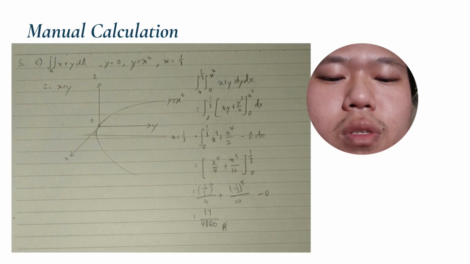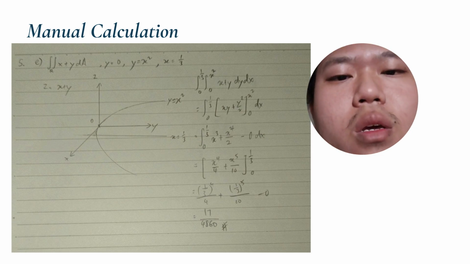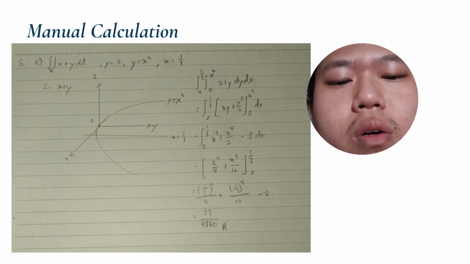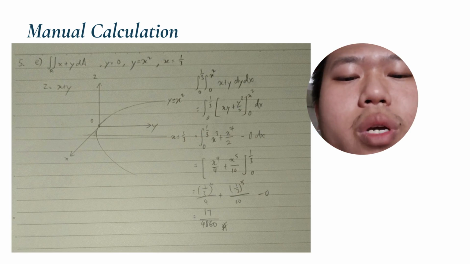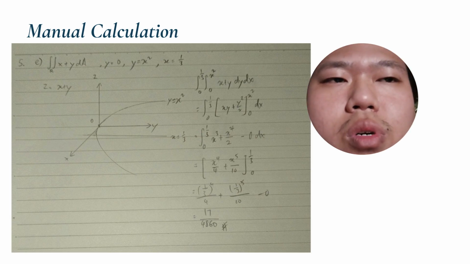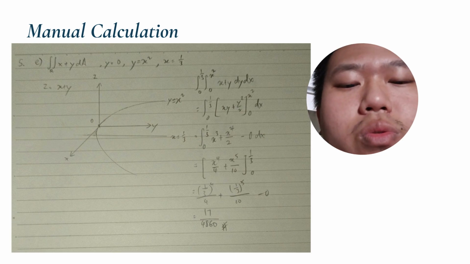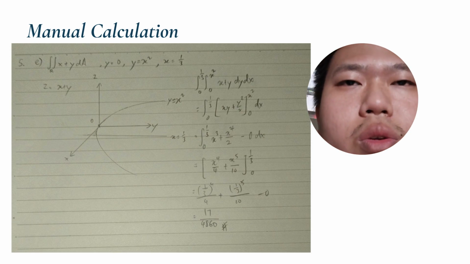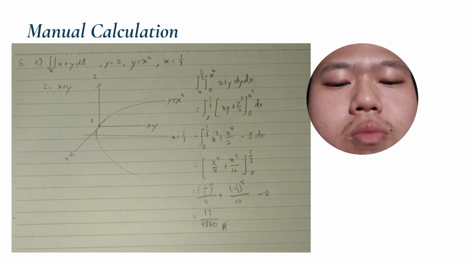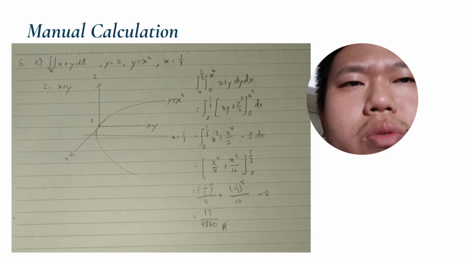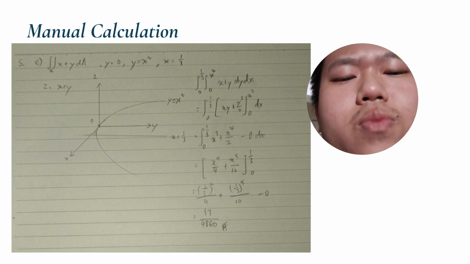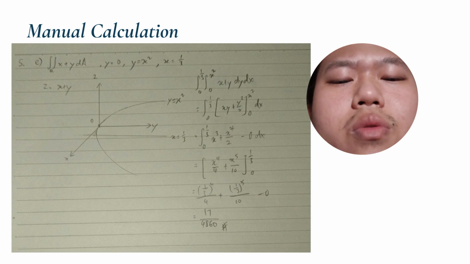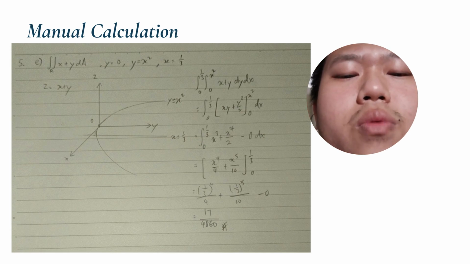For this first question 5e, we are given a curve y equals x squared and a straight line x equals 1 over 3. So for the double integral, we can just substitute 0 until 1 over 3, and 0 until x squared, and then just integrate it. There's no special technique over here. Just increase the power and divide by the power.